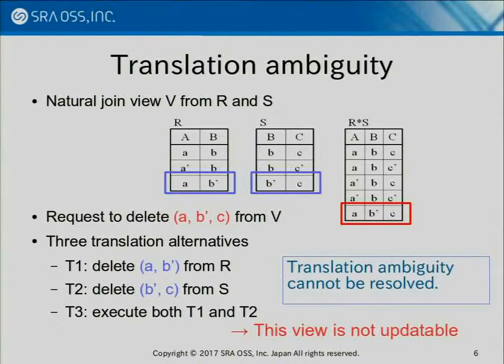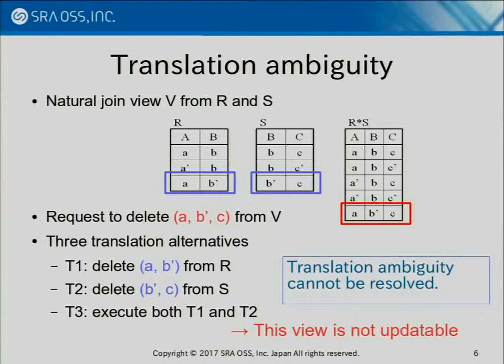Here is an example of a non-updatable view. R and S are base relations, each with two columns. And this view V is a natural join view of R and S. Then, a request to delete (A, B', C) from this view is issued. There are three translation alternatives. T1 is delete (A, B') from R. T2 is delete (B', C) from S. And T3 is executing both T1 and T2.